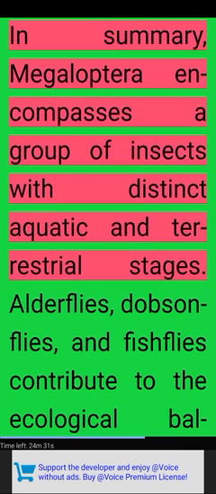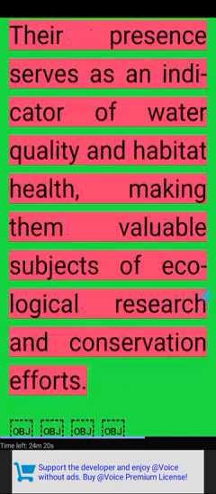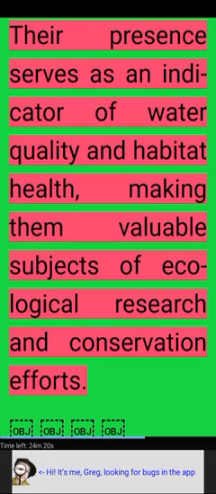In summary, Megaloptera encompasses a group of insects with distinct aquatic and terrestrial stages. Alderflies, dobsonflies, and fishflies contribute to the ecological balance of freshwater habitats through their predatory habits. Their presence serves as an indicator of water quality and habitat health, making them valuable subjects of ecological research and conservation efforts.